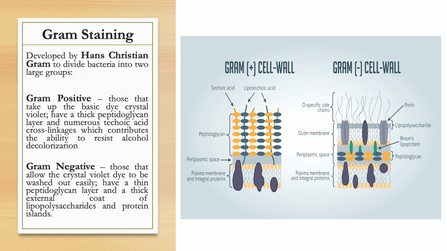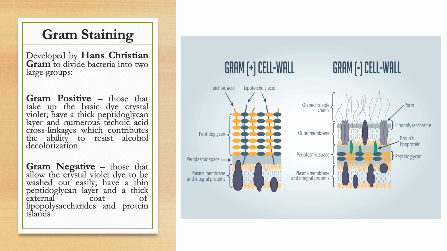So here you can see the gram-positive cell wall. It is a very thick peptidoglycan wall, so any stain that is able to penetrate this cell wall is not able to escape owing to the thick peptidoglycan layer.